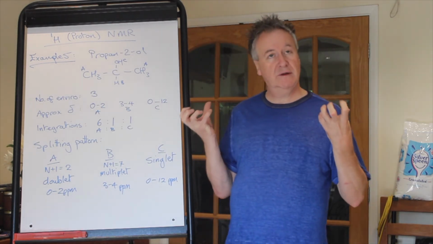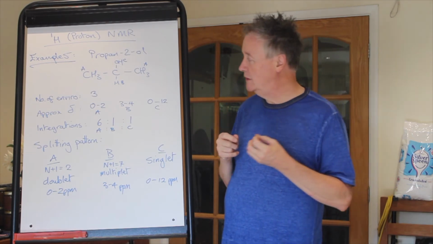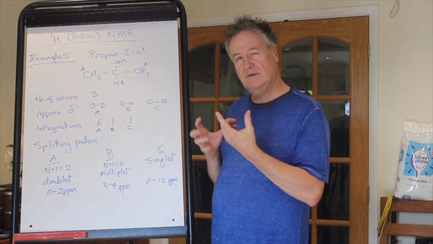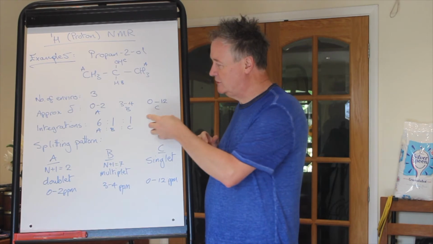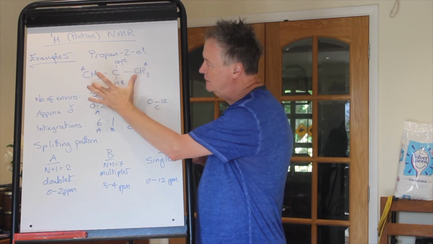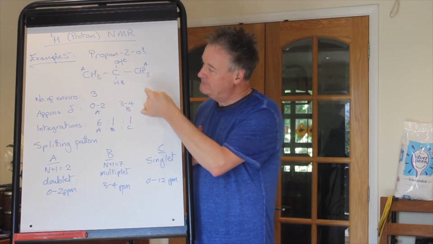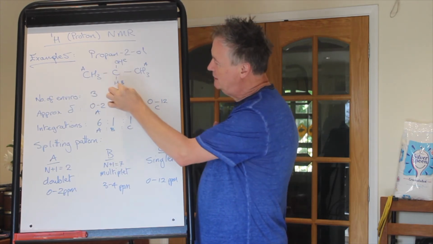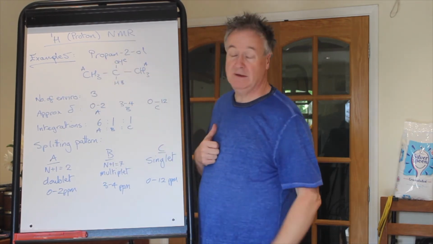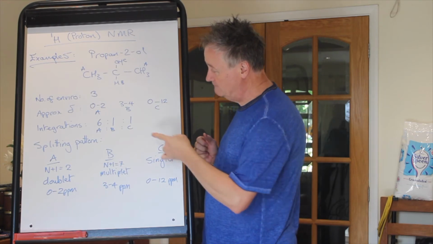The CH3s on the end are identical because it's a symmetrical molecule. So as soon as you get a high value of hydrogen, it usually means there's some symmetry in the molecule, which there is. There's CH3 either side of the centre. So 6 there, 1 hydrogen in the centre there, and 1 hydrogen on the OH, 6 to 1 to 1.